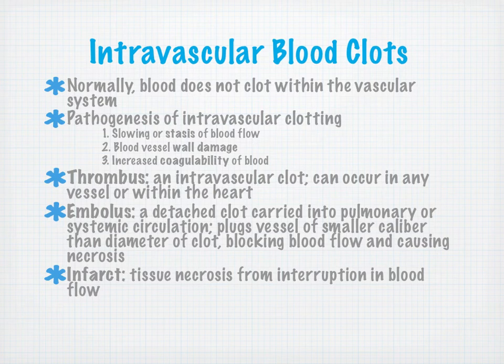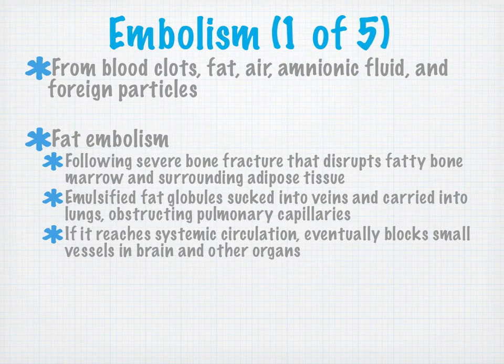And what's a thrombus then? Well, a thrombus is an intravascular clot, and that can occur in any vessel or within the heart. Once it takes off and goes free-ranging, we call it an embolus. And that detached clot is carried into the pulmonary or the systemic circulation. It plugs a vessel of smaller caliber than the diameter of the clot, blocking the blood flow and causing tissue to die. Tissue necrosis happens from the interruption of blood flow, and that's an infarct.